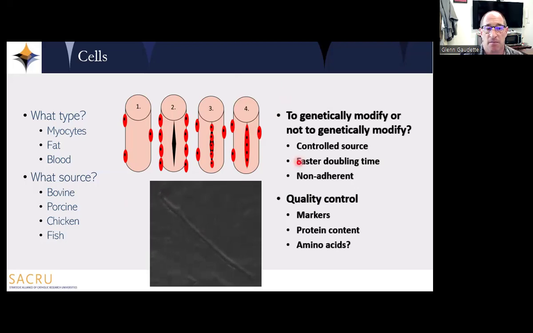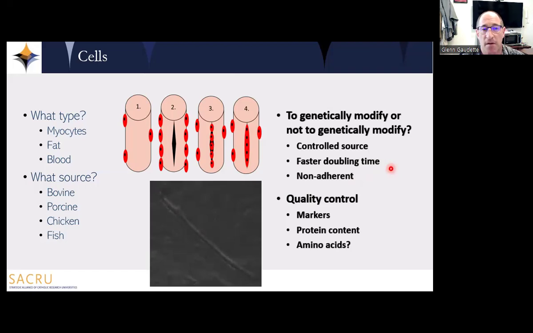Sometimes these cells can become non-adherent, meaning they don't have to hold on to something in order to grow. That's something that can be genetically modified again. And that has an advantage if you're trying to grow these cells, especially in a bioreactor. You don't need a scaffold. But again, it's a genetically modified cell.